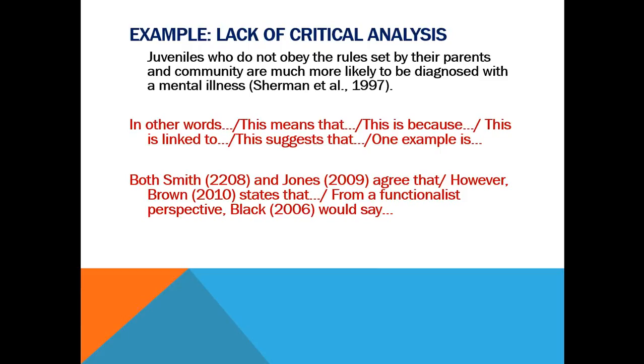So here we've got a good synthesis. What you do is you start to try and synthesize the literature. Here both Smith and Jones, you can see Smith there is actually writing in the future. He's a very futuristic author. There's a typo there on 2208; we mean, I think, 2008. So both Smith and Jones agree. However, Brown states that. So, from a functionalist perspective, Black would say. What's really important, and a mistake that I see often in first-year students, is you find this great article and then you just write a whole paragraph from one author's perspective.